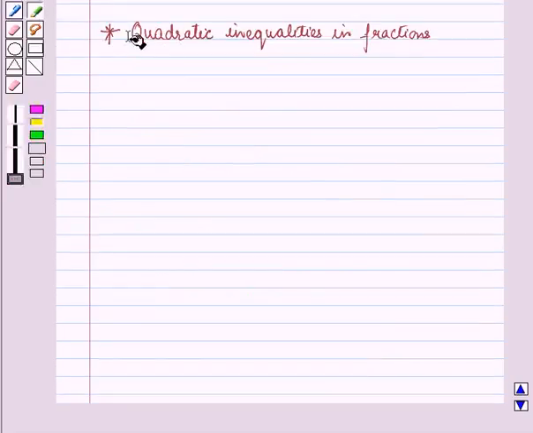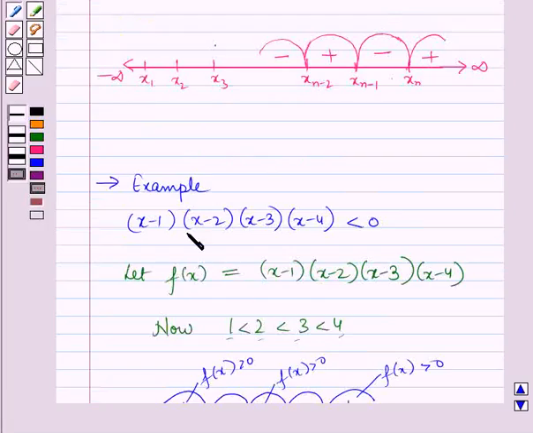Now let us discuss the quadratic inequalities in fractions. We have already learned how to solve inequalities of the type (x - a)(x - b)(x - c)(x - d) is less than 0 or greater than 0, where a, b, c, d are constants.